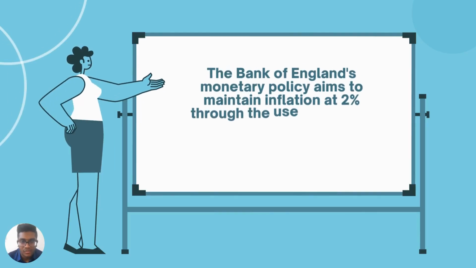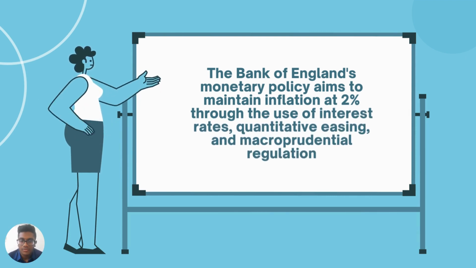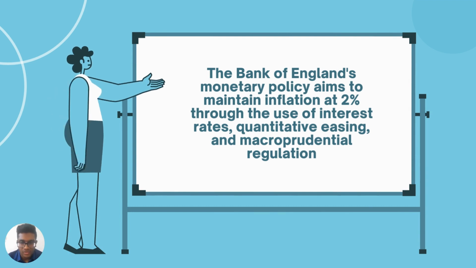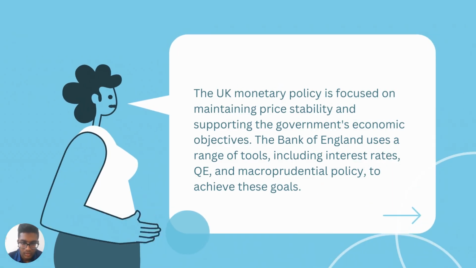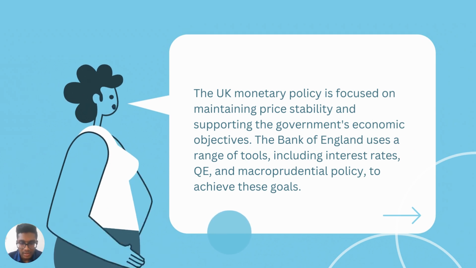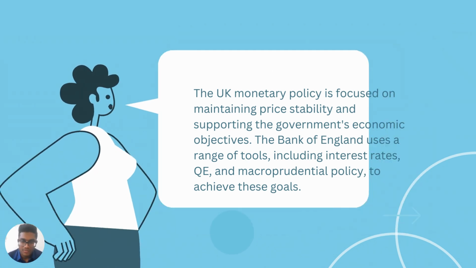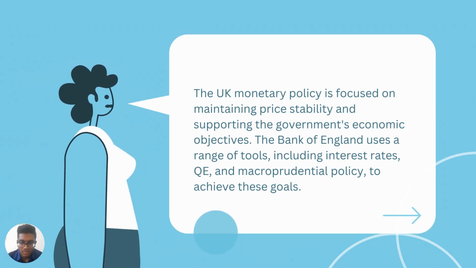The Bank of England's monetary policy aims to maintain the inflation rate at 2% through the use of the aforementioned techniques such as quantitative easing, usage of interest rates, and macroprudential regulation. These are the techniques used by the central bank. The UK monetary policy is focused on maintaining price stability and supporting the government's economic objectives. The Bank of England uses a range of tools, as already mentioned, that is quantitative easing and macroprudential policy, to achieve these goals.